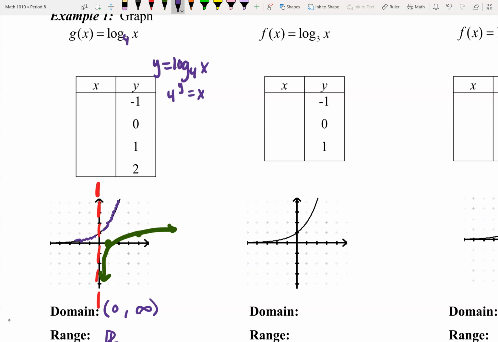And then if y is a 0, 4 to the 0 is a 1. If y is a 1, 4 to the first is a 4. If y is a 2, 4 to the second is 16. What if y is a negative 1, everybody? 1/4. And you're done. That's it.